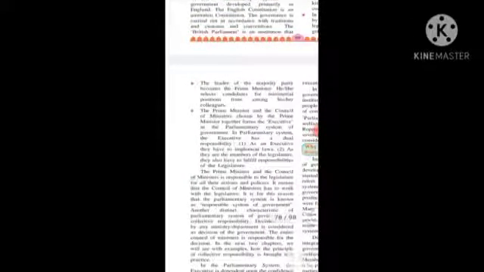The Prime Minister and the Council of Ministers, chosen by the Prime Minister, together form the executive in the parliamentary system of government. In the parliamentary system, the executive has a dual responsibility. First, as an executive, they have to implement the laws. Second, as they are the members of the legislature, they also have to fulfill the responsibility of the legislature.